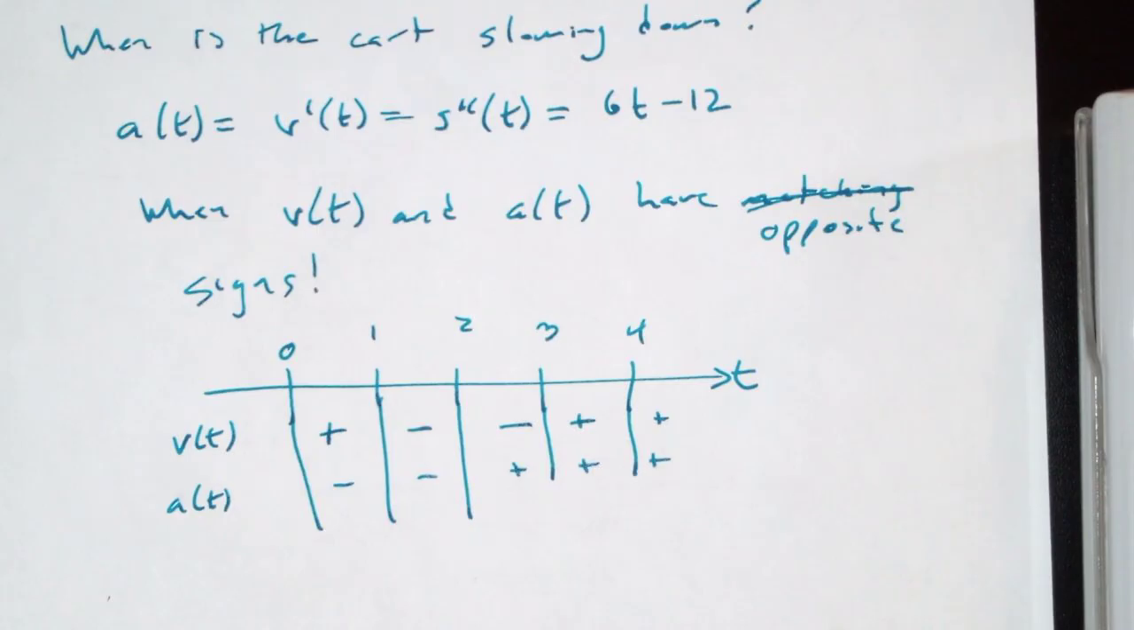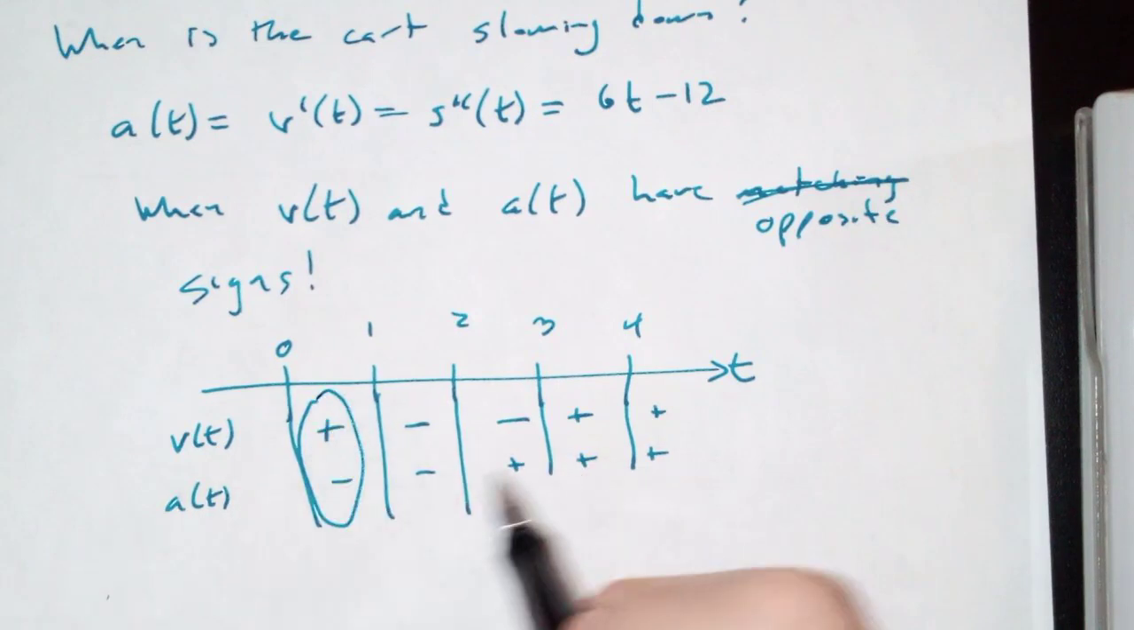The acceleration only went from negative to positive at time 2. 6t minus 12 is only 0 at 2, so it's either negative or positive everywhere else. And I see here.